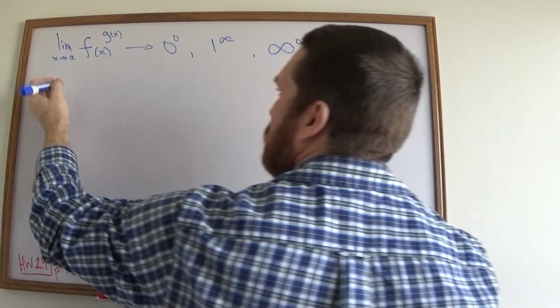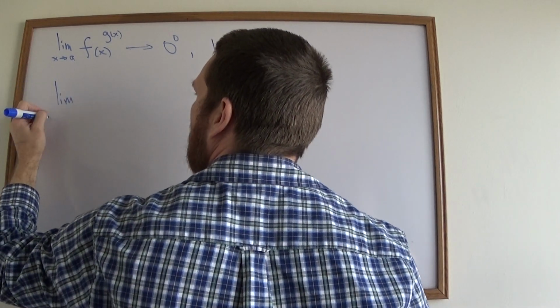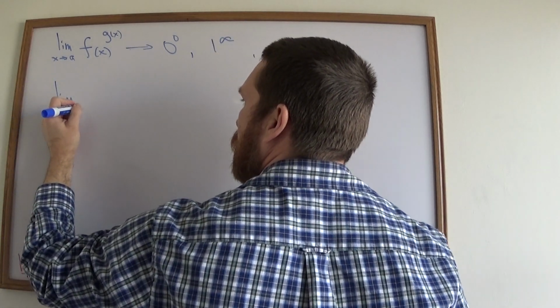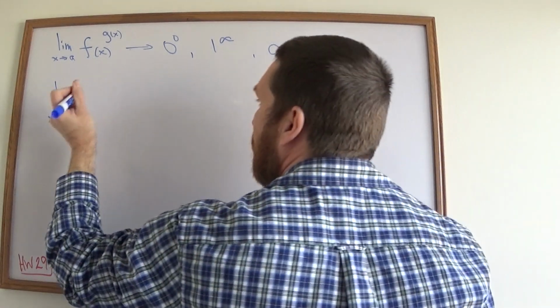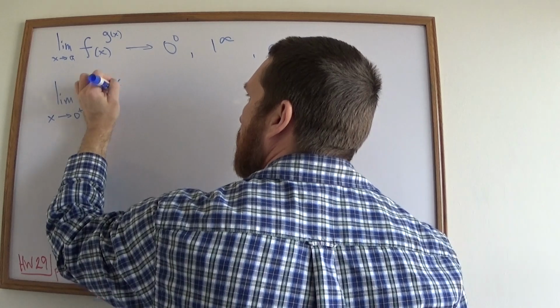Okay, so let's look at this one. The limit as x approaches 0 from the right of x to the x.